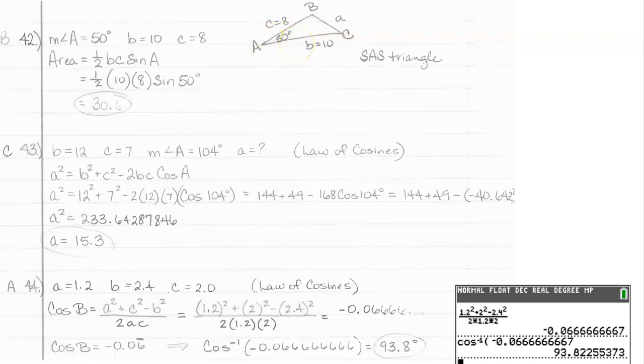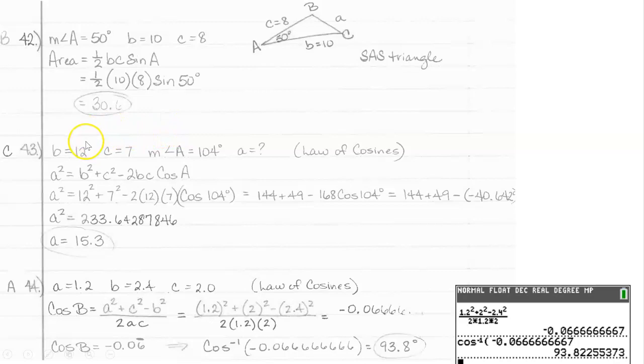And so we have an area formula that only works for a side angle side triangle. It is 1/2 one side times the other side times the sine of the angle that's in between them. So for us, that would be 1/2 BC sine A. So B was 10, C was 8, and angle A was 50. And again, I'm just going to throw this all into my calculator in degree mode, and it'll give me that area of 30.6.